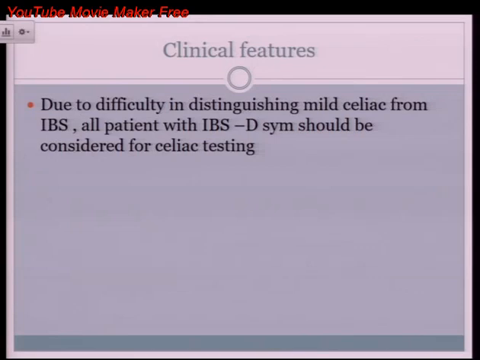So like I said before, due to difficulty in distinguishing mild celiac from irritable bowel syndrome, all patients who present with IBS-D, which is diarrhea predominant irritable bowel syndrome, should be considered for celiac testing.